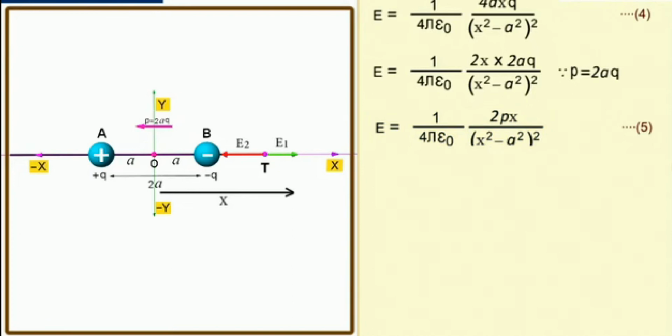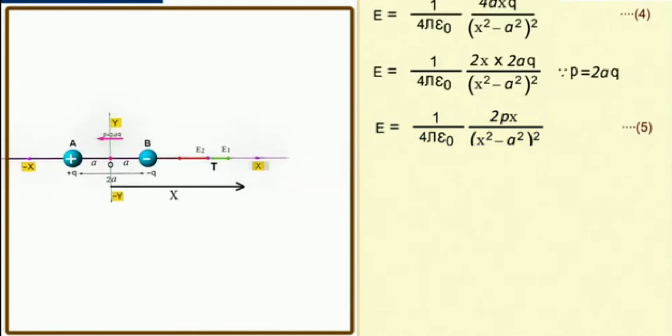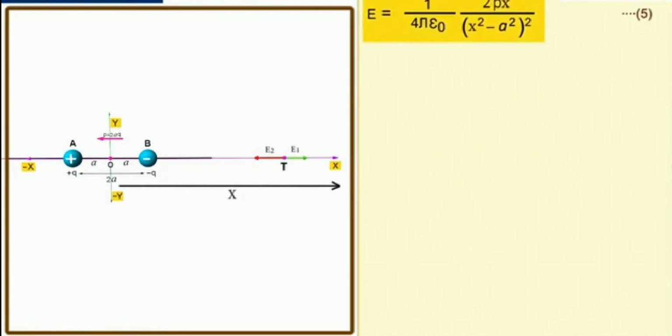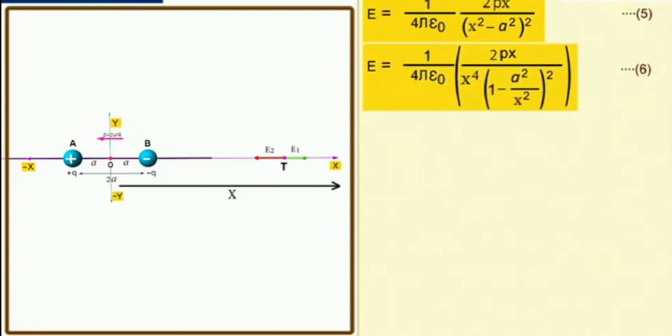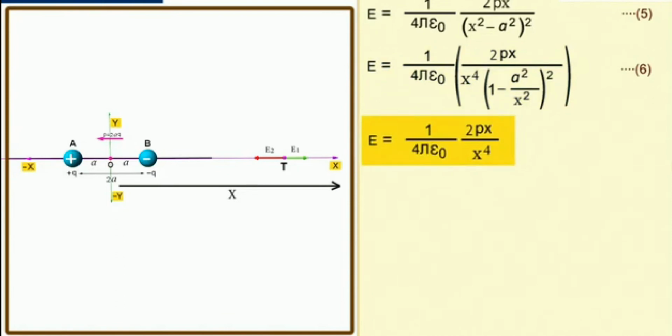When the point D is at a very large distance from center O, then x is very large compared to a. Then, writing the expression 5 as equation 6 and neglecting the term a²/x² since x is very large as compared to a, and on further simplification, we get E = 1/(4πε₀) × 2px/x⁴. Let us label it as equation 7.